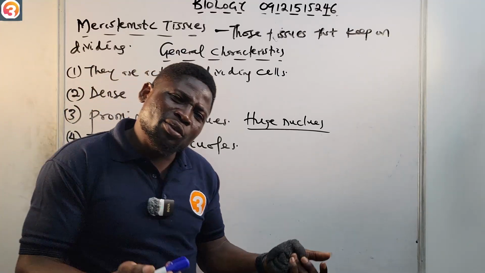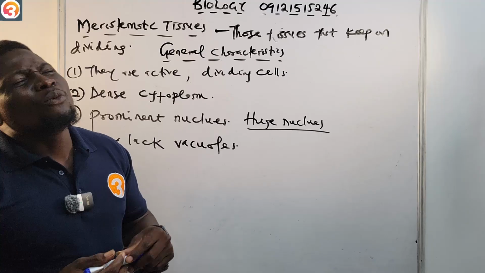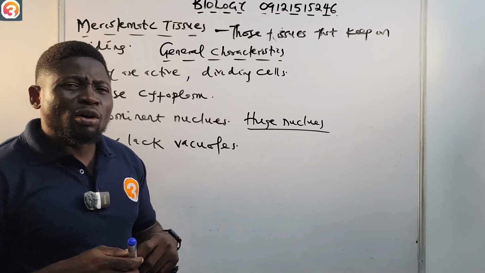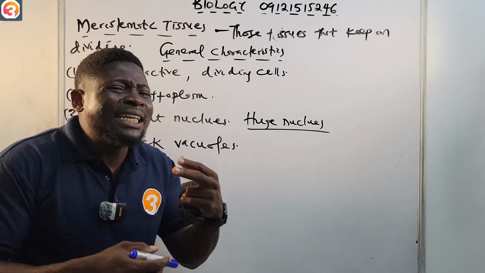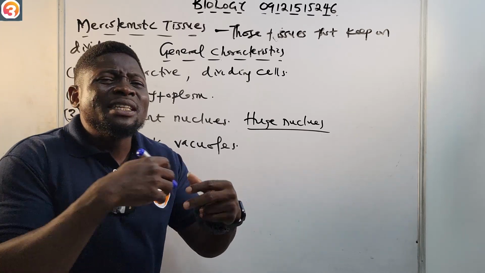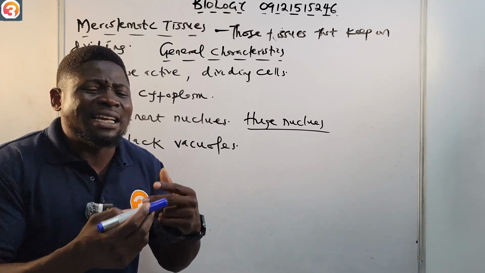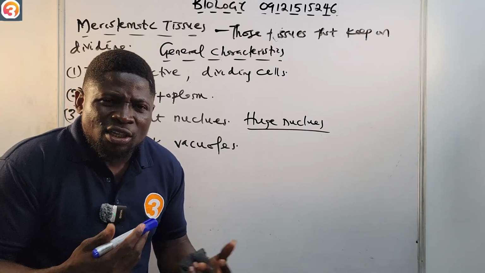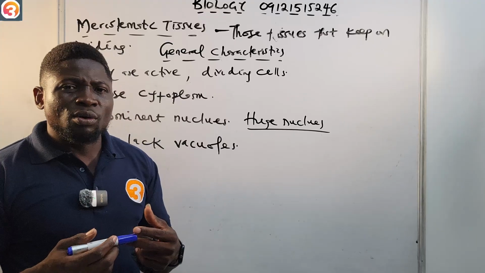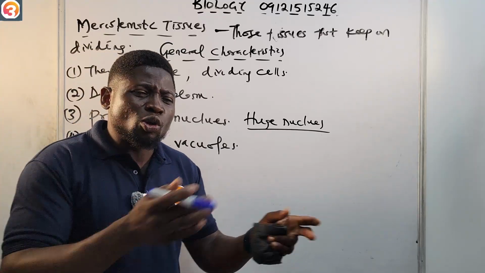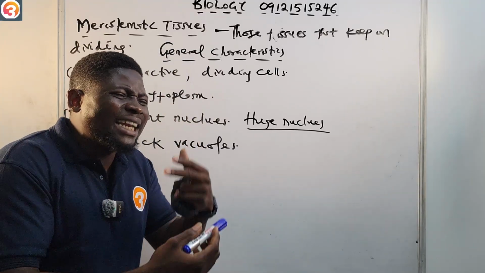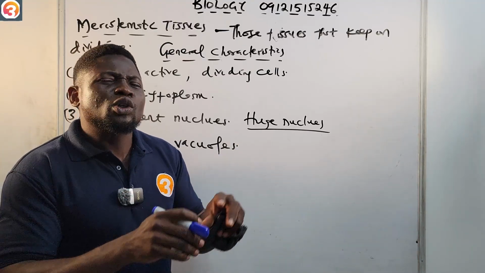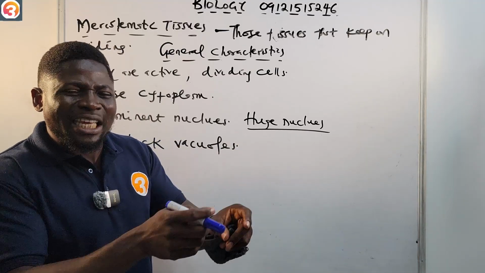Why do they not have vacuoles? You should be able to ask yourself that. The reason is because they are actively dividing. They divide very, very quickly, so they do not have any need to store anything. So they lack vacuoles because they are actively dividing, they keep on dividing.